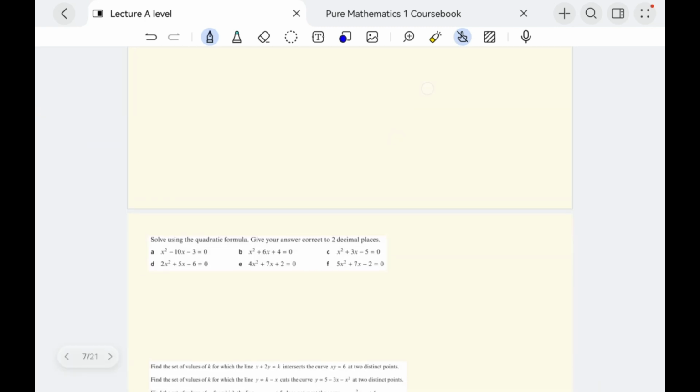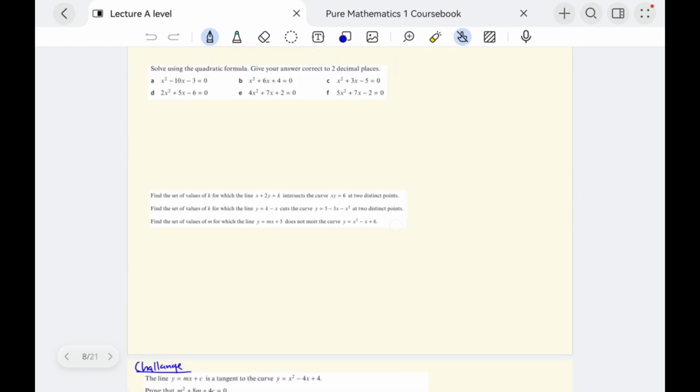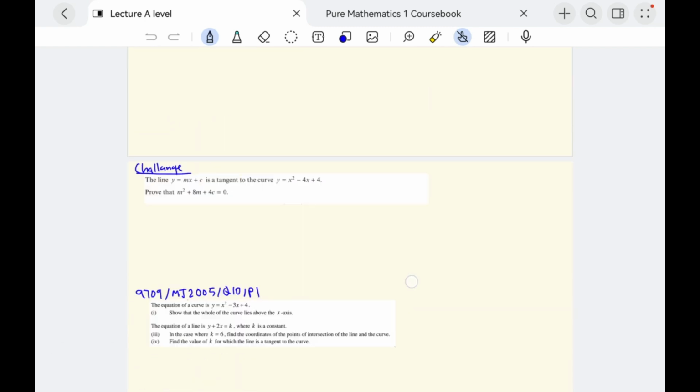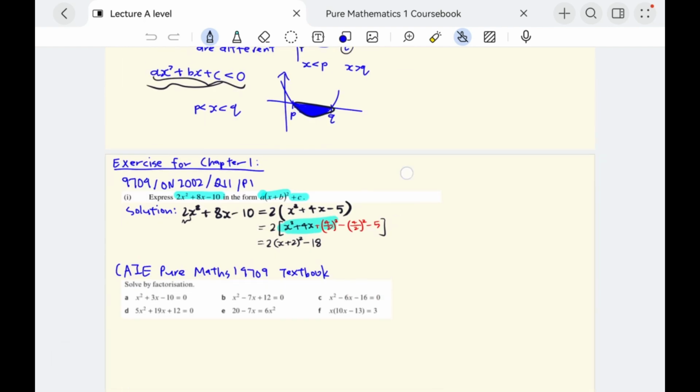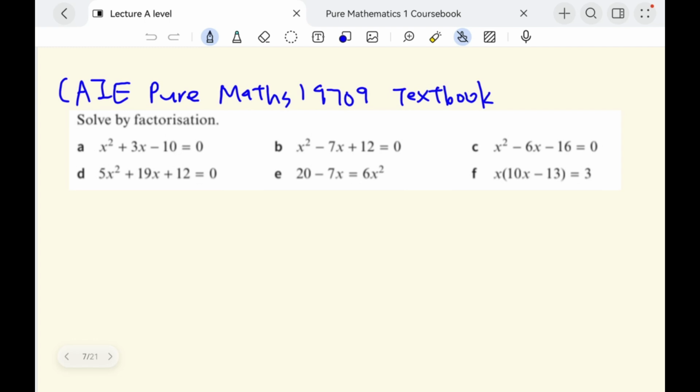Let's see the next part of these subsequent questions. So these questions are mostly from the textbook lah. So I won't discuss with you too much here. So let's solve by factorization. I will only discuss 2 questions. So let's solve this first. A, you have x squared plus 3x negative 10 equals to 0. I think I have to go through with you about A and F. And the rest you can try by yourself.